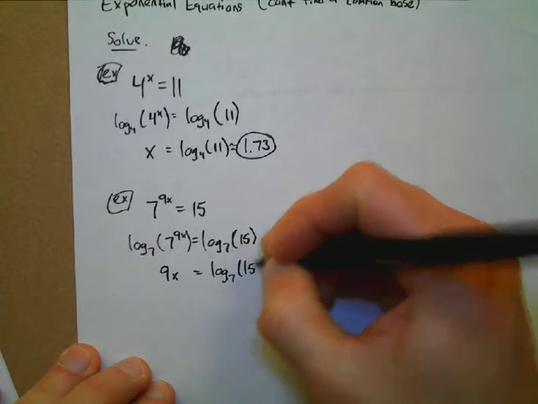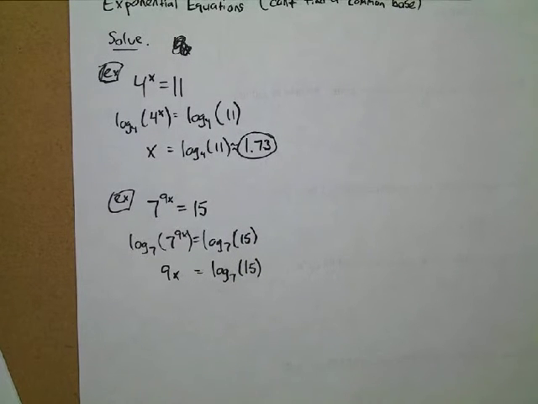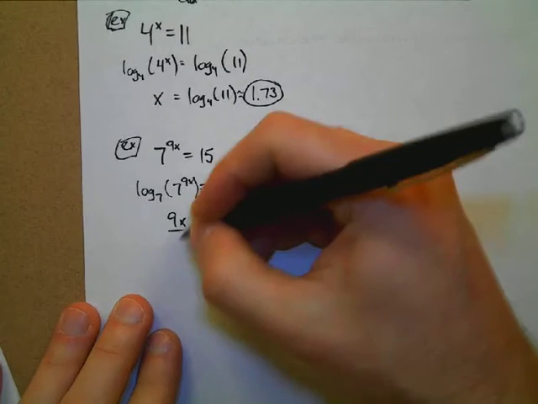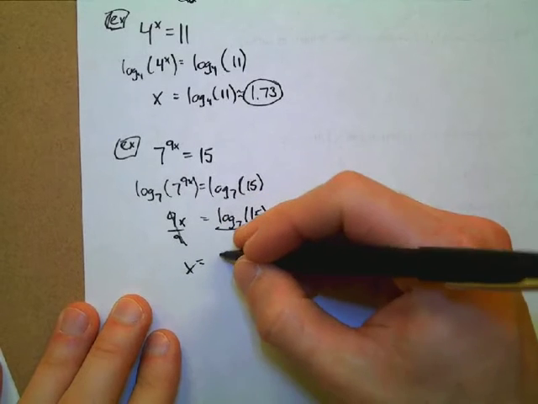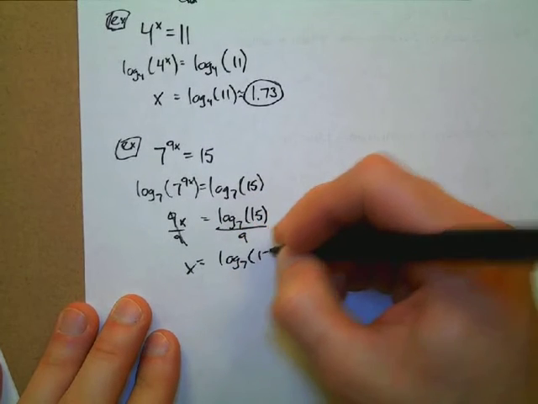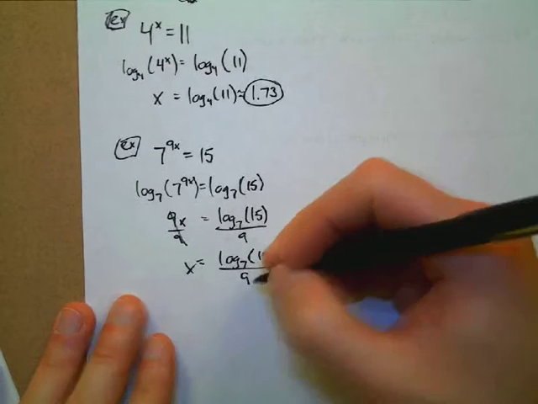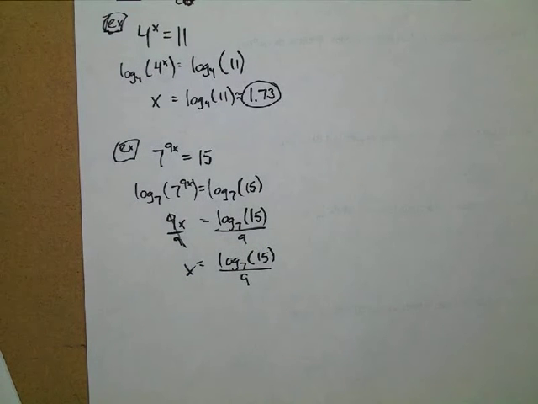Okay? Have we solved for x yet? Have we solved for x here? No. What do we need to do to both sides? Divide both sides by 9. So the full answer without any rounding is log base 7 of 15 divided by 9. Okay? This is the precise answer, and this is the only way to write a precise answer. Okay? When we type it in our calculator and we get that decimal, we're now rounding things.